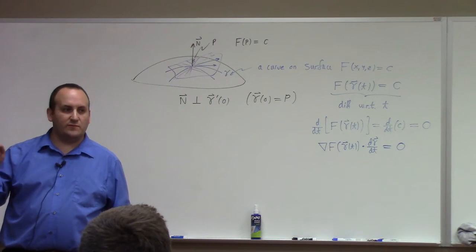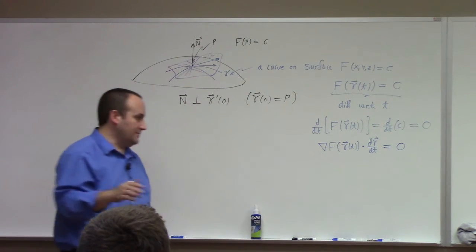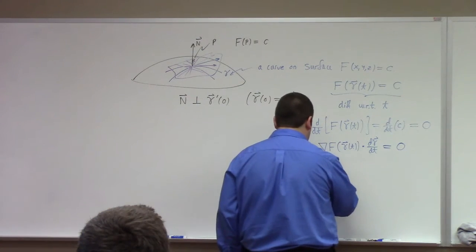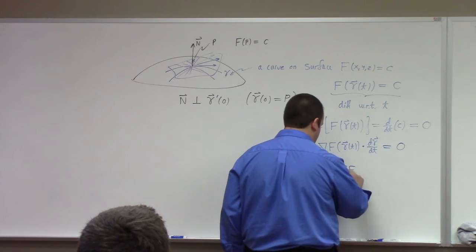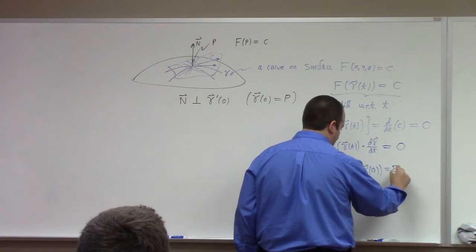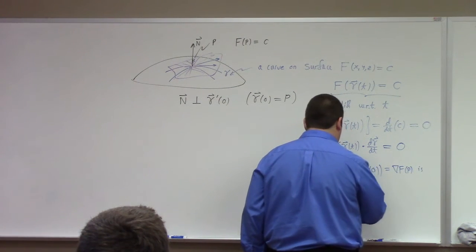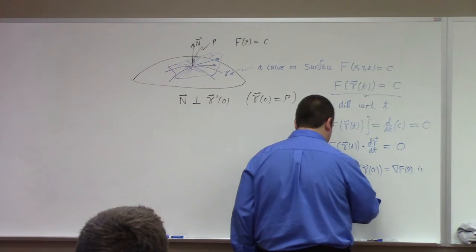It says that the velocity of the curve is perpendicular to the gradient evaluated at that curve. But that has to be true for not just one curve, but all possible curves through the point, right? So that implies geometrically that the gradient of f at the point gamma of 0, which is P, is at least parallel to the normal.